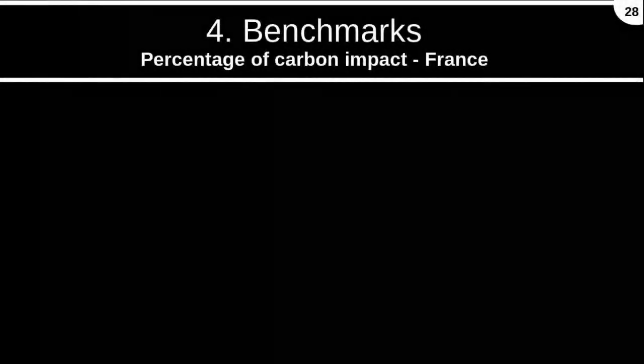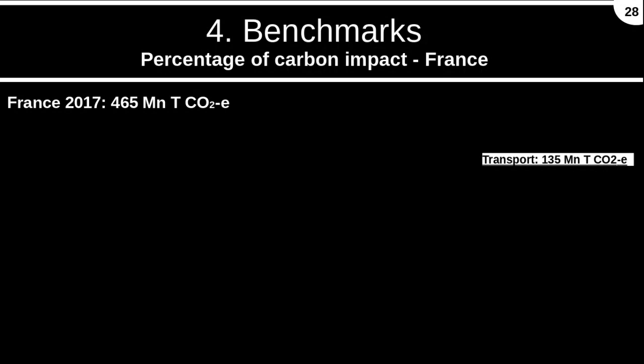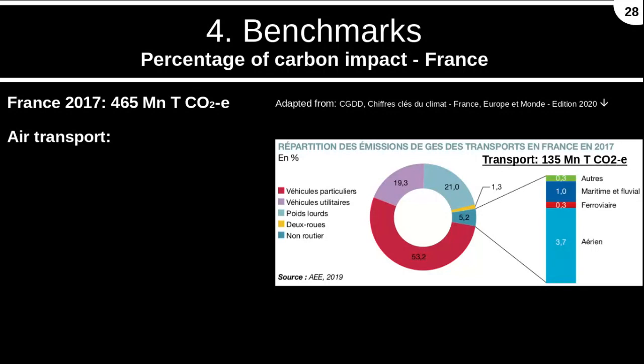Let's benchmark air transport against the total greenhouse gas emissions for France. In 2017, 465 million tons of CO2 equivalent were emitted, excluding land use related impacts. Note that CO2 equivalent is often used when other greenhouse gases, for example methane from agriculture, are converted into their equivalent CO2 impact for a given period of time, usually 100 years. Transport emitted 135 million tons of CO2. Regarding air transport, named here aérien, you can read 3.7% of transport emissions, including freight. So 5.1 million tons of CO2 equivalent, which would be about 1% of total emissions.